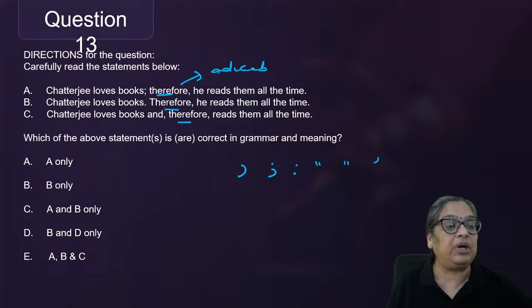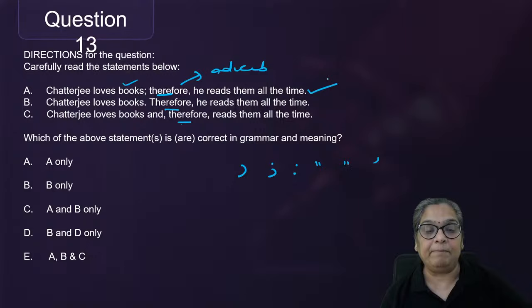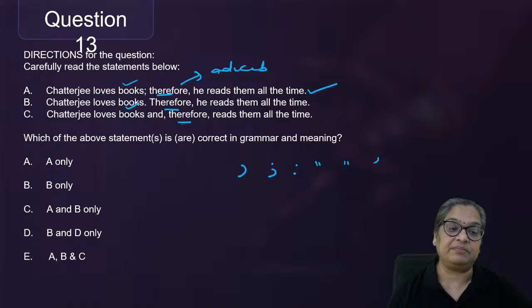So our task has become very easy. Chatterjee loves books, full sentence, semicolon, therefore, he reads them all the time. Complete sentence. Fine. He loves books, full stop. This becomes a sentence in itself. Therefore, he reads them all the time. This is another sentence in itself.